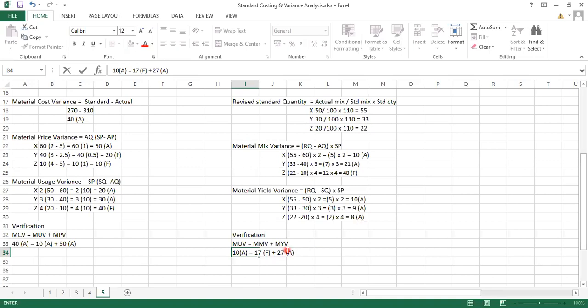So see, 27 adverse plus 17 favorable will give you how much? 10 adverse. So it means this is also correct. So this is how you can do the verification for material usage variance, thus material mix variance and material yield variance.